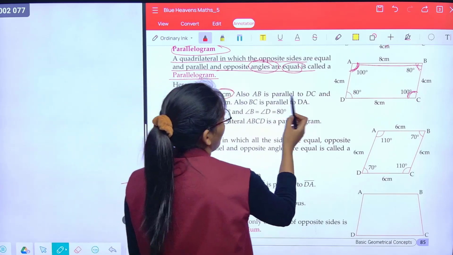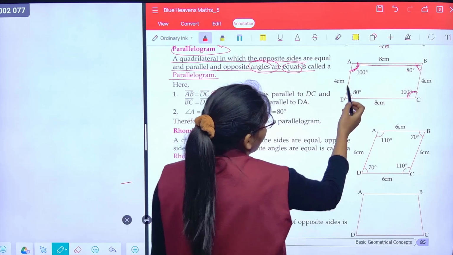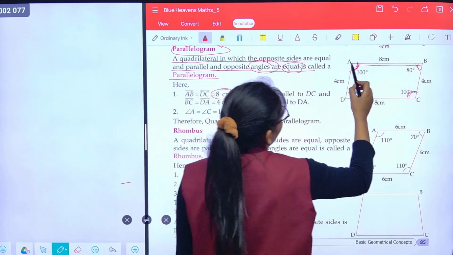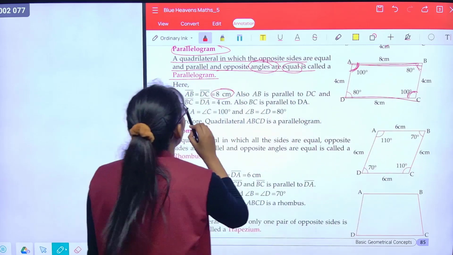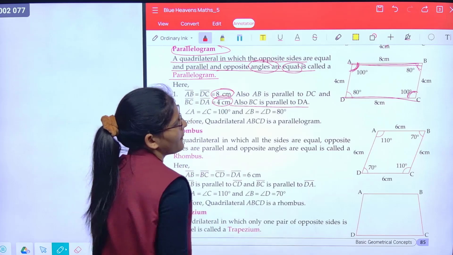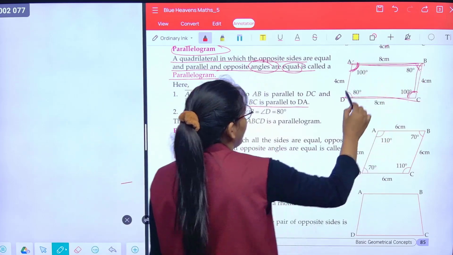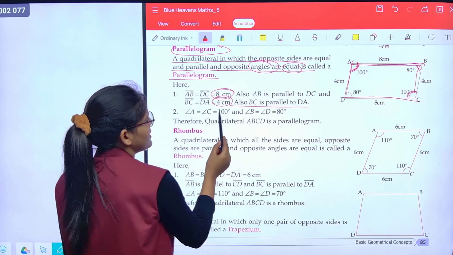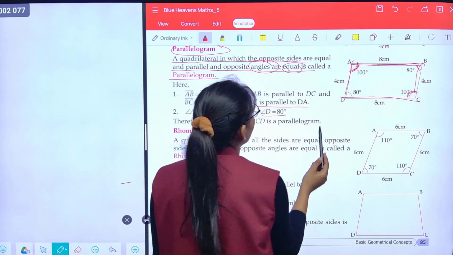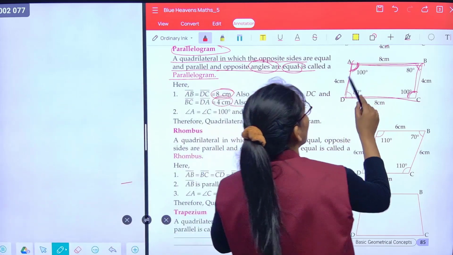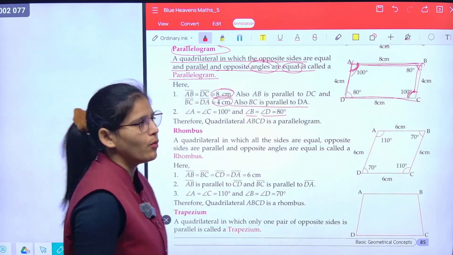Also AB is parallel to DC. AB is equal to DC, and AB and DC are parallel. Now BC is equal to DA, 4 centimeter. Also BC is parallel to AD. Now angle A, angle C is equal to 100 degree, angle B, angle D is equal to 80 degree. Class, opposite angles will be what? Equal. So it will be a parallelogram here.